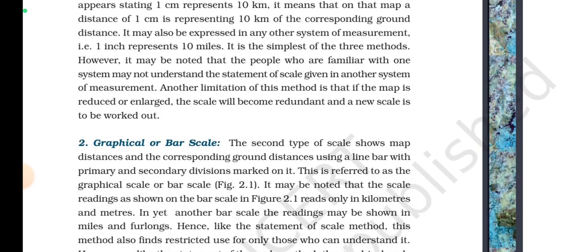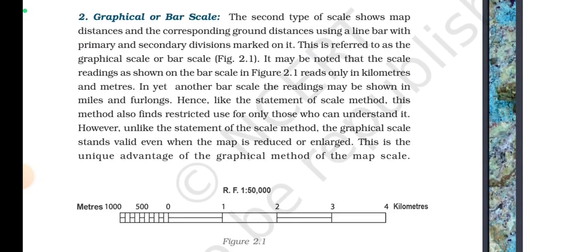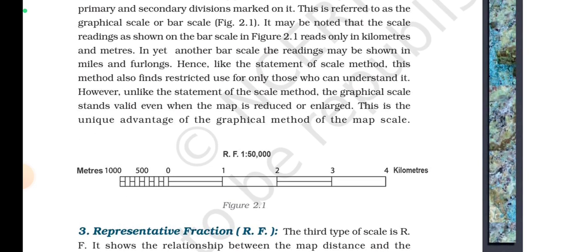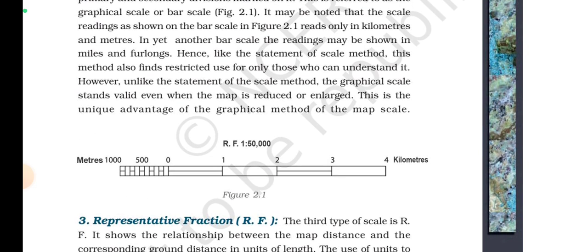Okay, then graphical or bar scale. The second type of scale shows map distances and the corresponding ground distances using a line bar with primary and secondary divisions marked on it. This is referred to as graphical scale or bar scale. It may be noted that the scale readings as shown on the bar scale in figure 2.1 read only in kilometers and meters. In yet another bar scale, the readings may be shown in miles and furlongs. Hence, like the statement of scale method, this method also finds restricted use for only those who can understand it. However, unlike the statement of scale method, the graphical scale stands valid even when the map is reduced or enlarged.